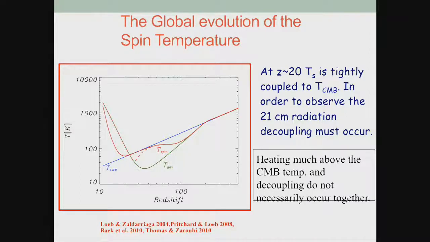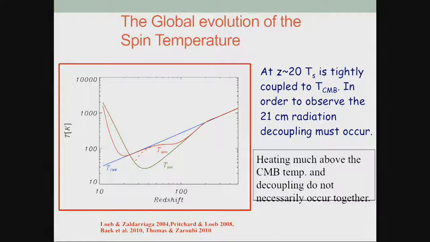But when we go to lower redshifts, from a little bit lower than 200, you still have, because the universe is still relatively dense, a lot of collisions. Collisions couple the spin temperature to the gas. Although the gas becomes colder than the CMB, the spin temperature sticks to the gas because of these collisions. So here, I'm talking about redshift 100. Here, the spin temperature sticks to the gas and becomes colder than the CMB.